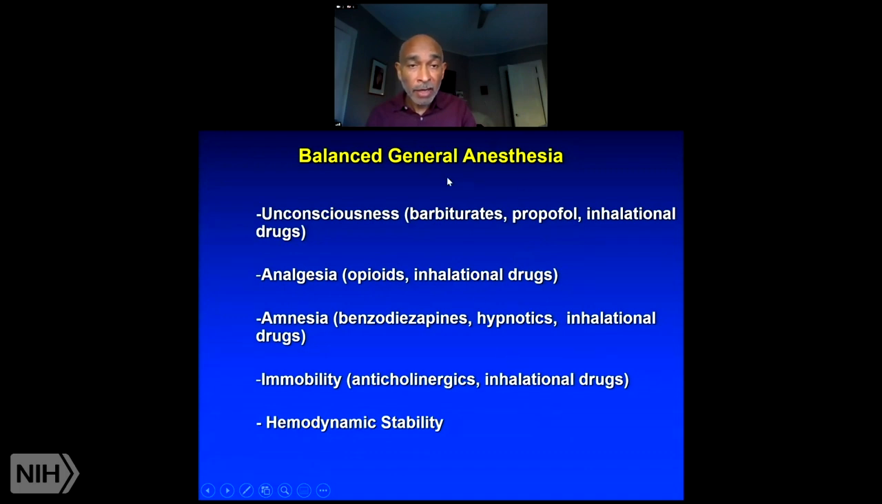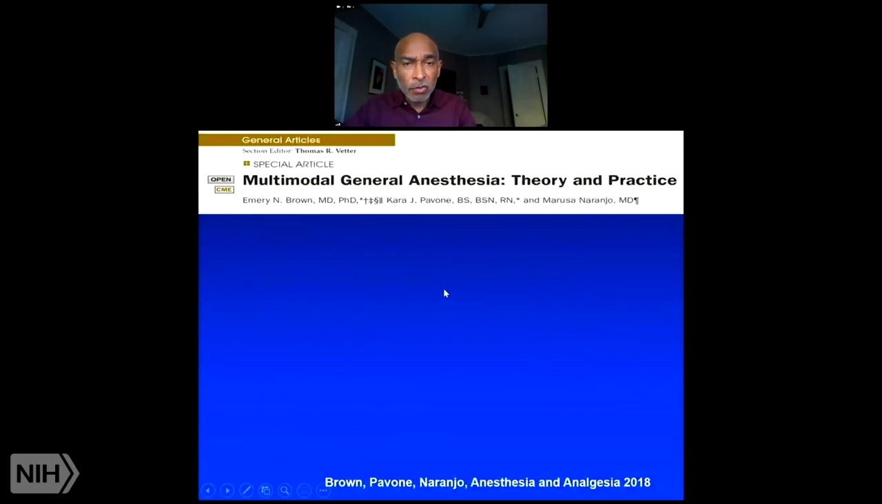And the whole idea behind balanced anesthesia is to divide up the effects. So by giving small doses of each of the drugs from different categories, you can get most of the good effects and fewer of the side effects. So having said that, this can be optimized further, and this is what we call multimodal general anesthesia.